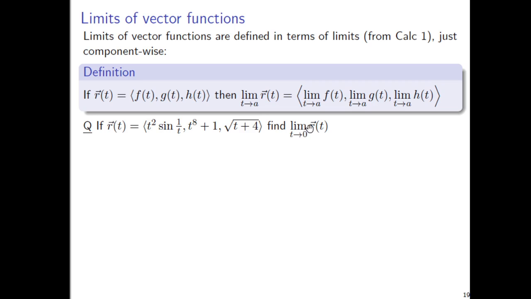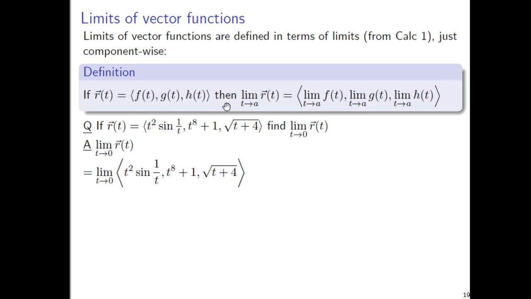So let's just look at this example. We've got the vector function r of t equals t squared sine of 1 over t, comma, t to the eighth plus 1, comma, root t plus 4. Let's find the limit of this vector function as t approaches 0. So I rewrote the expression that's at the end of the question, and in the next step, I copied the limit notation and then replaced the r of t with its definition that's in the angle brackets, and it's written right here.